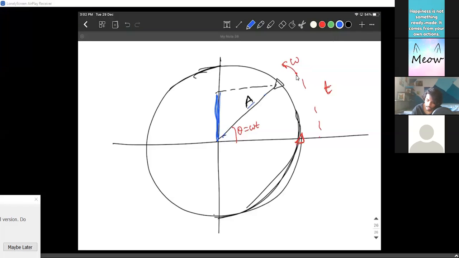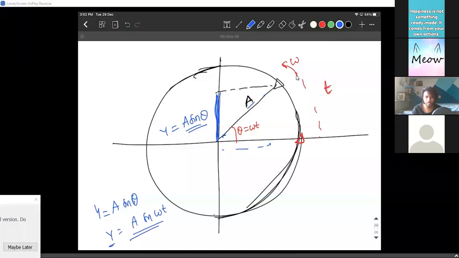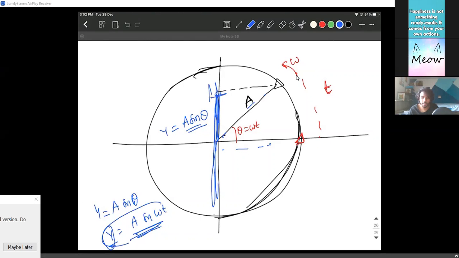If this is theta, this will be a cos theta and this will be a sin theta. So y equals a sin theta. In the place of x, we have y now. That's all. We have an SHM vertically now, so we can call it y. How simple, we have this equation already: y equals a sin omega t. This is the equation for the displacement of this particle.